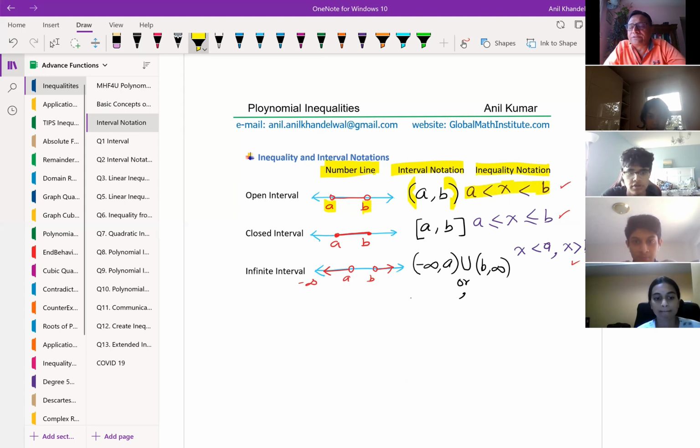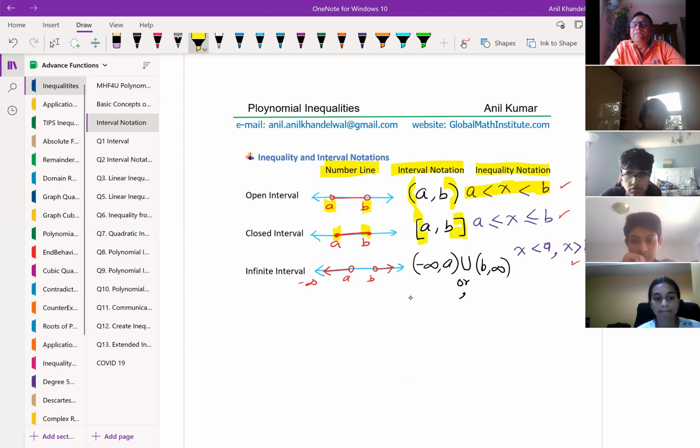So, sir, basically you're trying to say here that the solution is in between A and B? Yes, not including the boundary. But if the boundary can be included, it can be more than or equal to A and less than or equal to B, yes. Okay. But if it is included, we put in a filled-in circle and the bracket is changed to this square bracket.